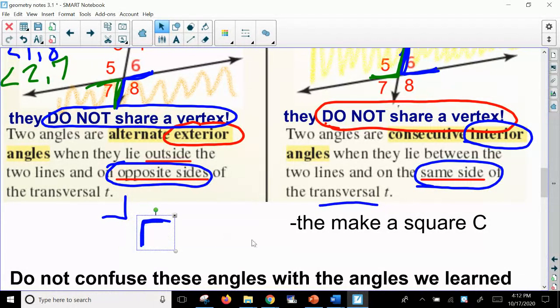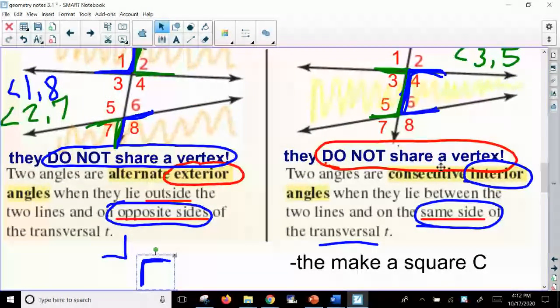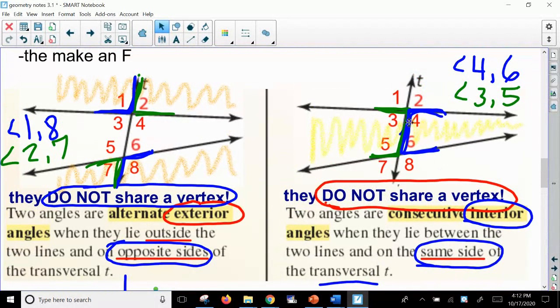All right. And consecutive interior. Consecutive meaning same side. Interior means in between the two lines. They do not have the same vertex. Together, I see a square C. Angle 4 and 6, angle 3 and 5.